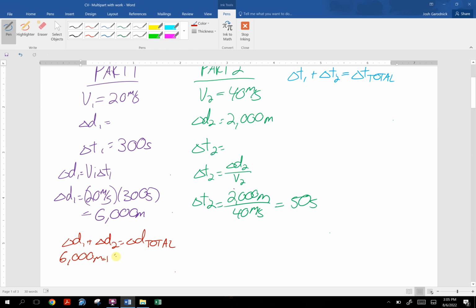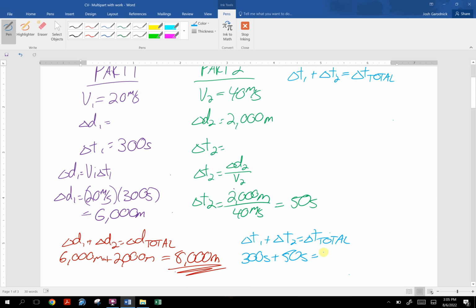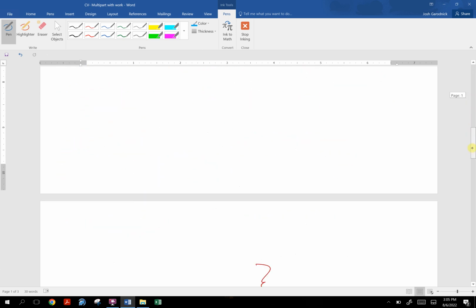This is something you could probably do in your head. 6,000 meters plus 2,000 meters is 8,000 meters. Yay. And total time, again, do you need to write it out like this? No. But I'm kind of being neat. Not necessarily my handwriting, more like organized. And we have 300 seconds plus 50 seconds, or a total of 350 seconds. And that's basically it for a multi-part problem when it comes to constant velocity. There's not much more we can do until later in the year when they become like 5-part problems.